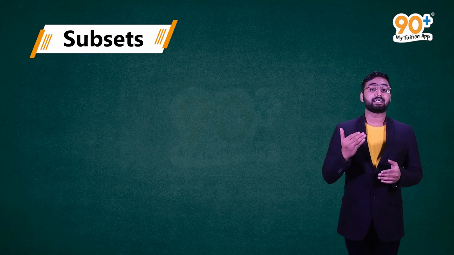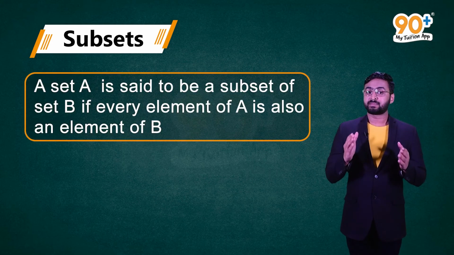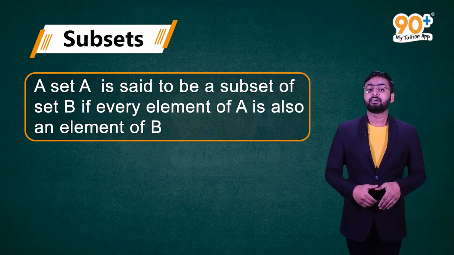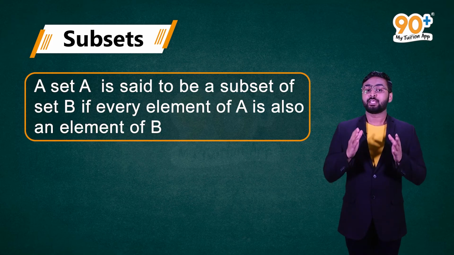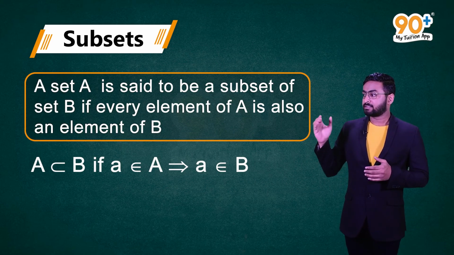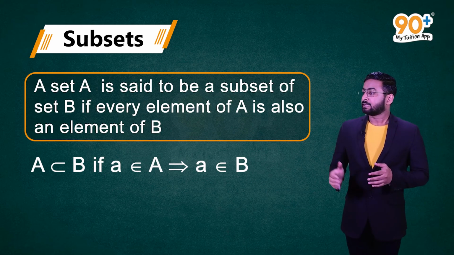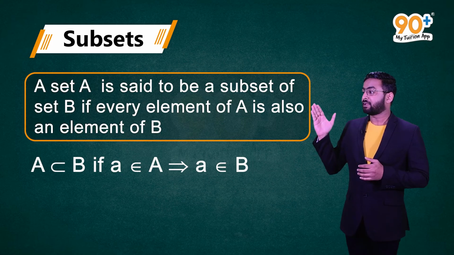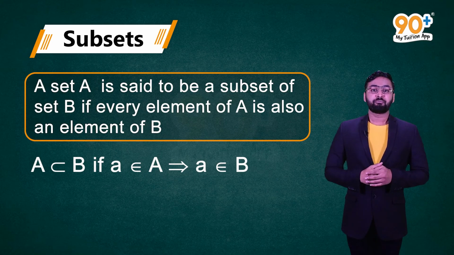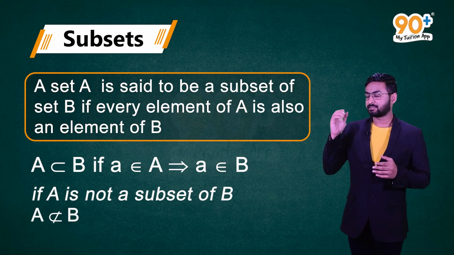So how can we define a subset? We can say a set A is said to be a subset of set B if every element of A is also an element of B, which can mathematically be represented using symbols like this, where a represents elements and this symbol means implies and can be read as A is a subset of B if a is an element of A implies that a is also an element of B, and if A is not a subset of B, then we can write it like this.